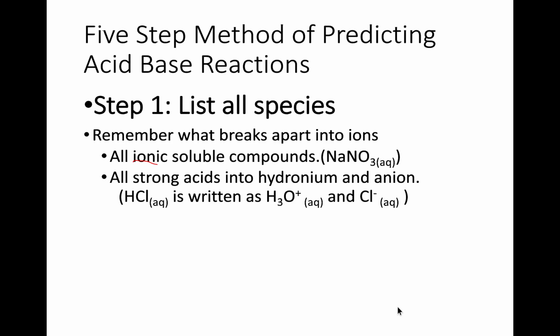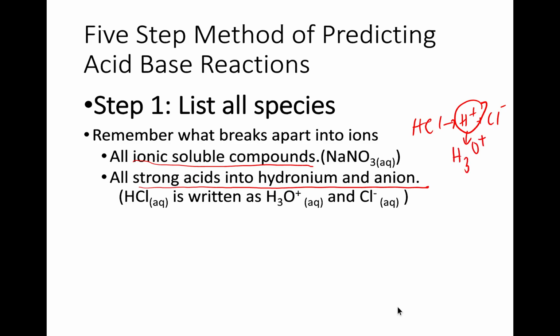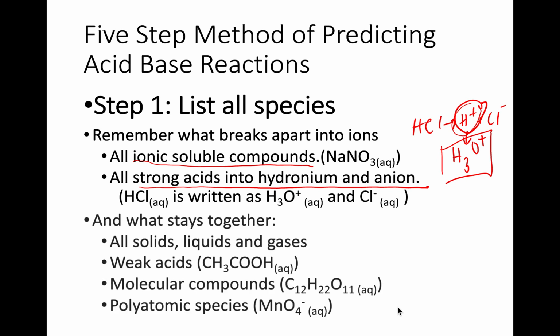So you break apart your ionic soluble compounds, you break apart strong acids, so anything above that gray line in your data booklet. But this time, instead of writing hydrogen positive and Cl negative present when you break up an acid, write down hydronium, because from before we've talked about how hydrogen positive is so small that it binds to water really easily, and that gives us hydronium, and that's what gives our products those acidic characteristics.